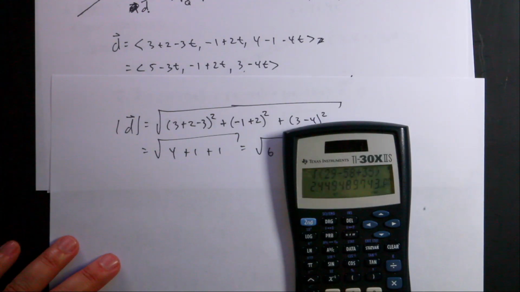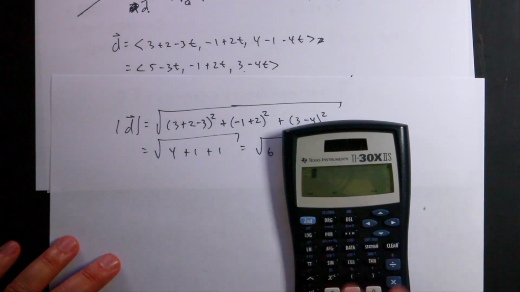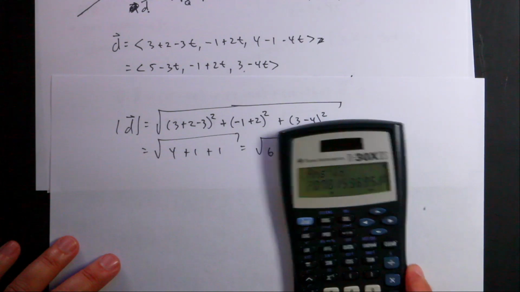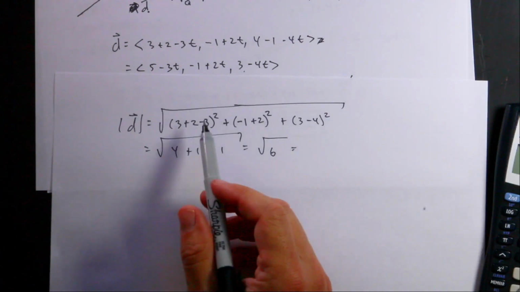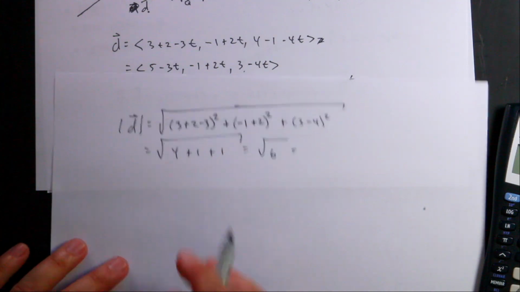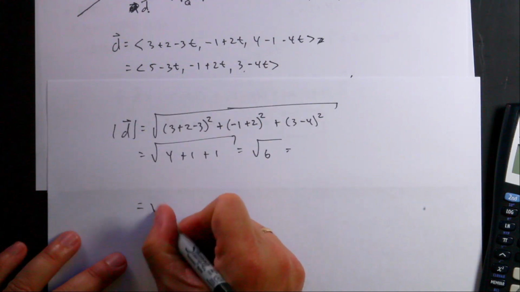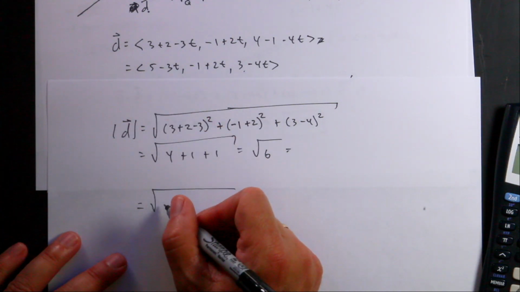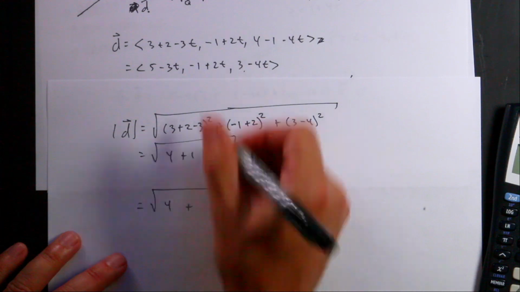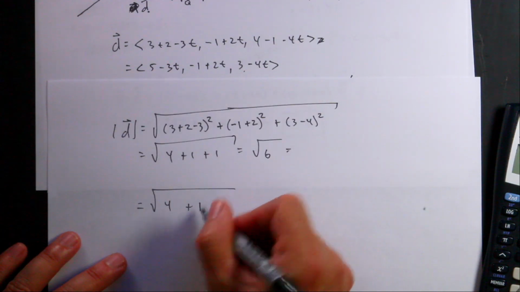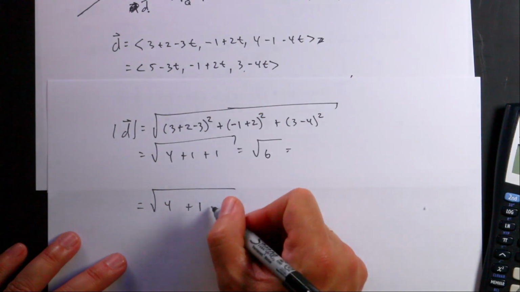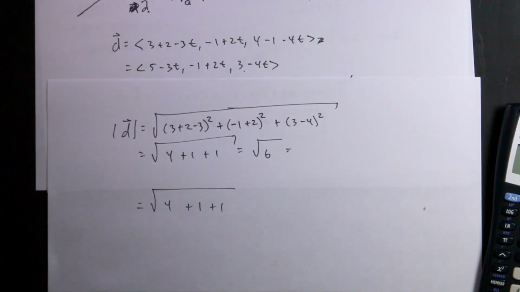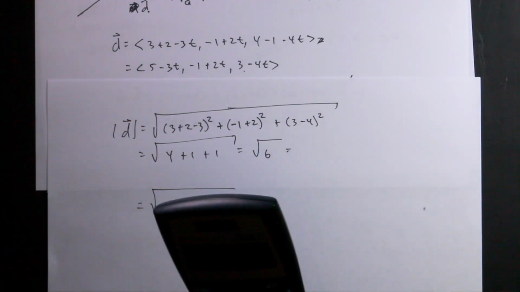Let's just see if it's the same thing. Square root 6. Oh, I get a different answer. I must have made a mistake somewhere. Okay, let's just check it again. So it's going to be the square root of 5 minus 3, so 2 squared, 4, plus 1 squared, 1, and this is 1. Square root of 6.